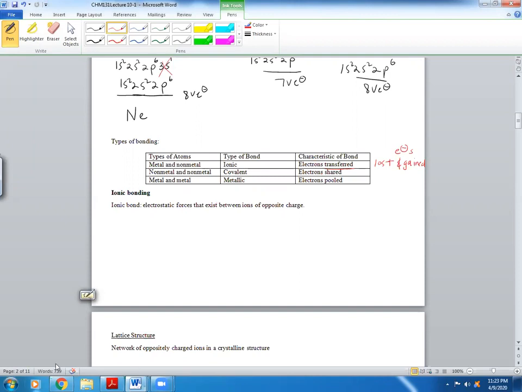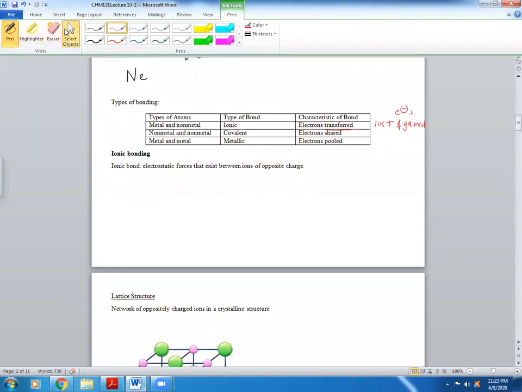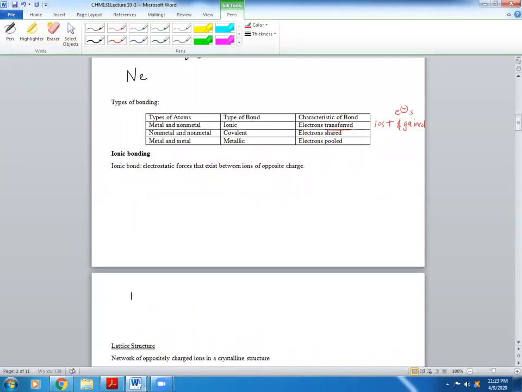But let's actually talk about ionic bonding. Let's begin with a very, very simple example, and then we're going to do progressively more advanced examples. So let's look at sodium and chlorine.